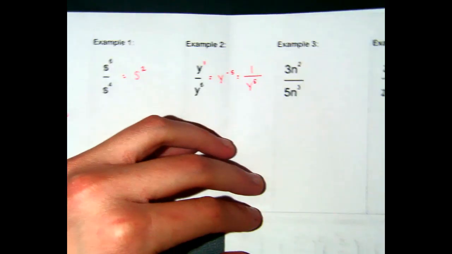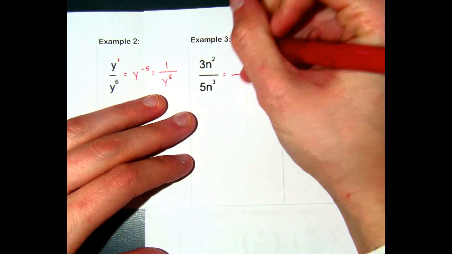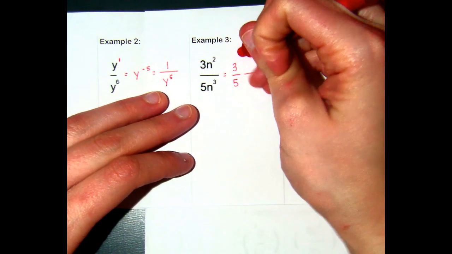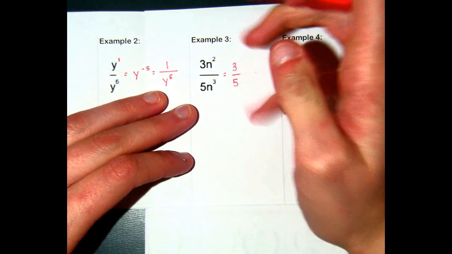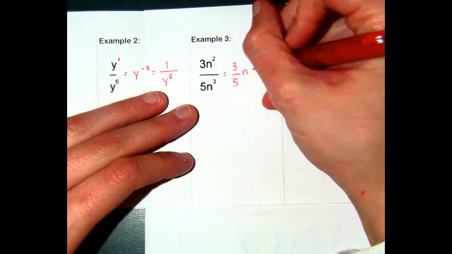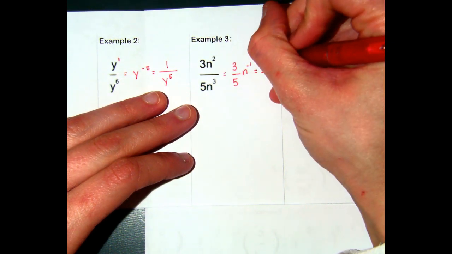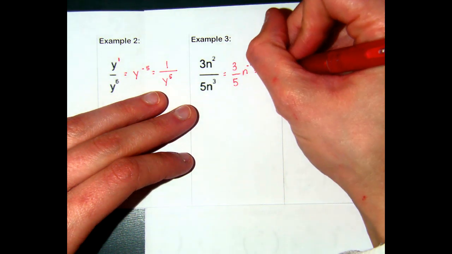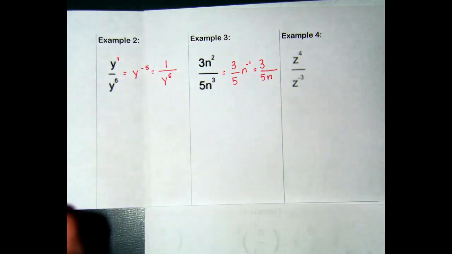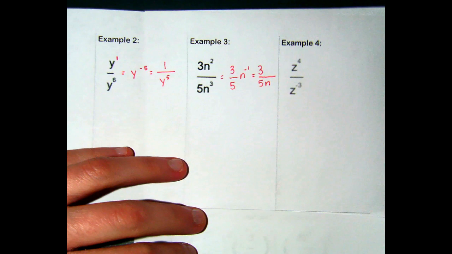Example 3 is a little different because I have numbers. If those numbers do not reduce, I'm just going to write them back down. 3 to the 5th. Then I've got n, 2 minus 3 is negative 1. That means it's going to go in the denominator. It's currently in the numerator. I have a 3, and I have 5, and this needs to go in the denominator, so n. I don't put 1 as the first power because it's understood. I don't have to write it down.